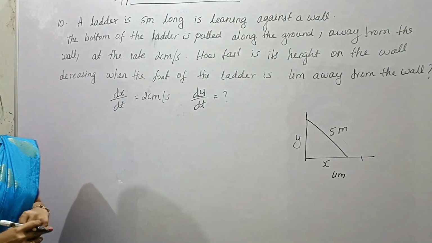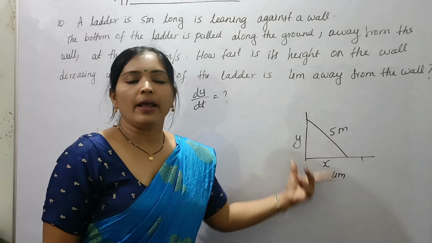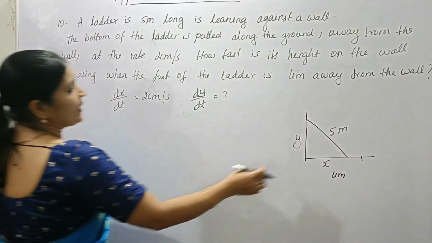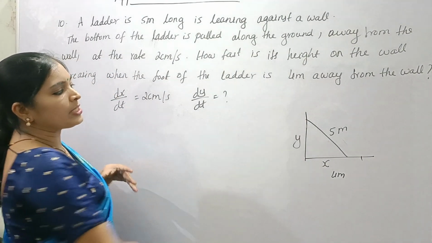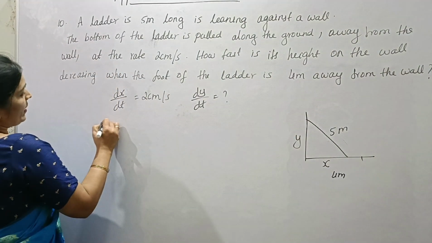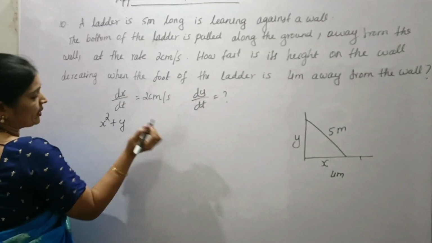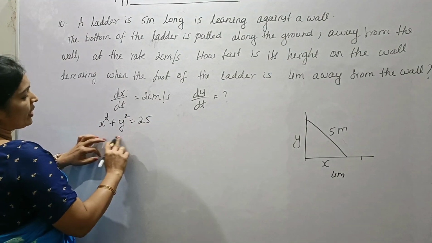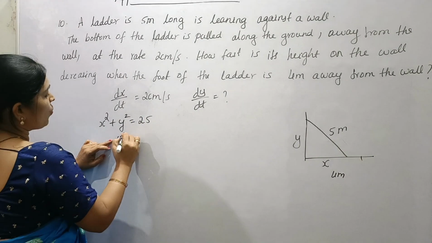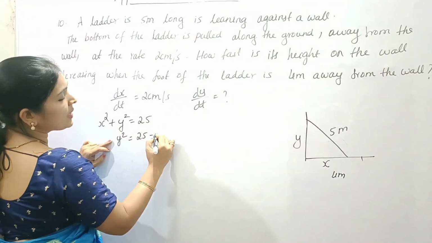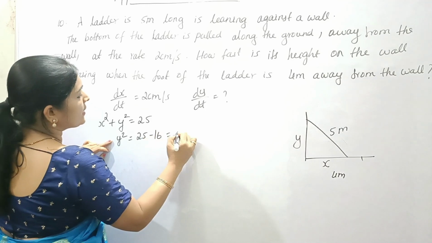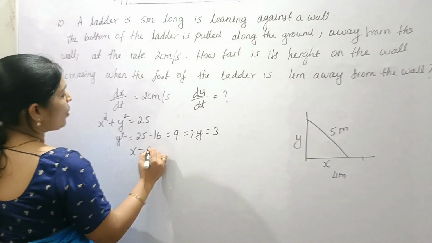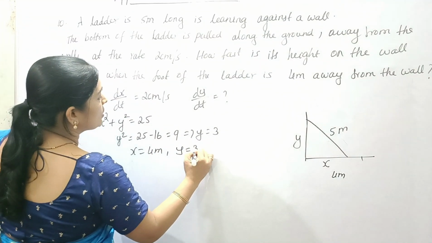dy by dt. Okay, since it is a right angle triangle, we can apply Pythagoras theorem. So here it is given when x is equal to 4 meter, then what is y? By Pythagoras theorem, x square plus y square is equal to 25. Therefore here we can find y value, right? That is y square is equal to 25 minus x square, that is 16, that is equal to 9. This implies y is equal to 3. Okay, when x is equal to 4 meter, y is equal to 3 meter.